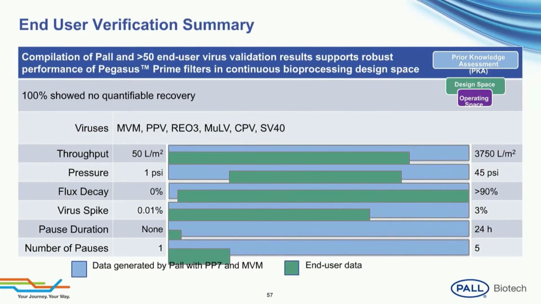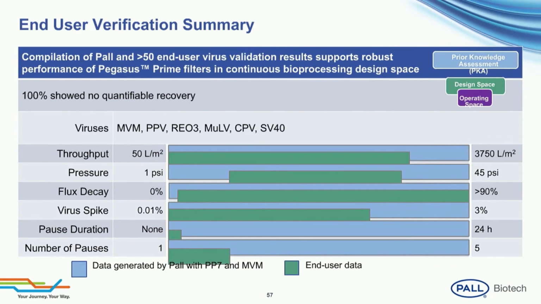So this slide is a compilation of Pall data and also from more than 50 customer virus validation data. It is confidential data, but we have taken permission to compile and present the data. The Pegasus Prime filters are qualified over a very broad range as indicated with blue lines, and all customer data, which is indicated as green line, shows the validated design space.